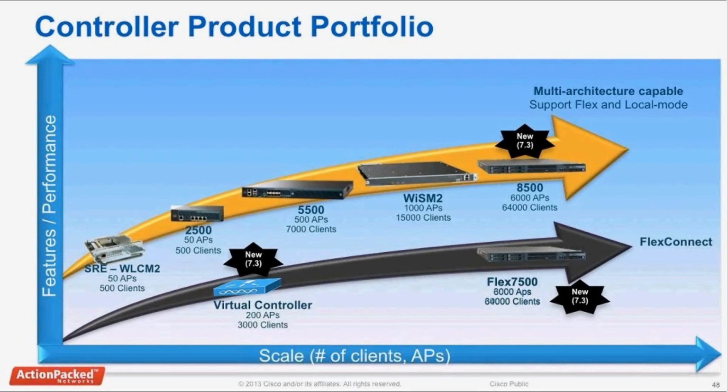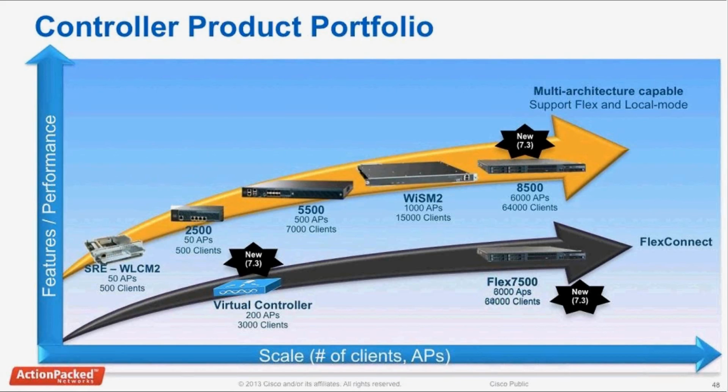So what we talked about today is two big features that we have on the wireless LAN controller. We talked about AVC, we talked about Bonjour, and both of these are enabled on wireless LAN controllers. Wireless LAN controllers have a huge portfolio depending on your needs, your scale, features and performance. It starts with the low-end one, which is the 2500, which handles about 50 APs and 500 clients.